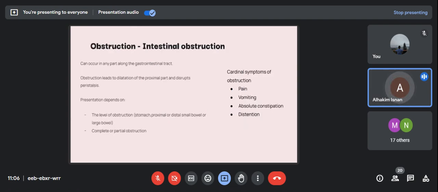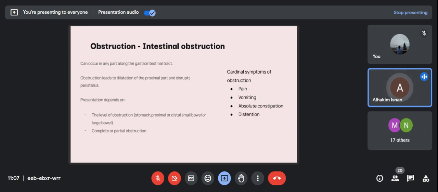The first one is obstruction. Obstruction can occur along the gastrointestinal tract and leads to dilatation of the proximal part and disrupts peristalsis. The presentation depends on the level of obstruction. It can be the stomach, or proximal or distal, small or large bowel. It can be complete or partial, and patients mostly present with the cardinal symptoms of obstruction: first is pain, vomiting, absolute constipation, and distension.